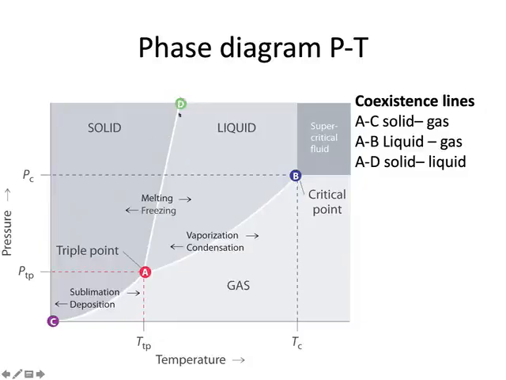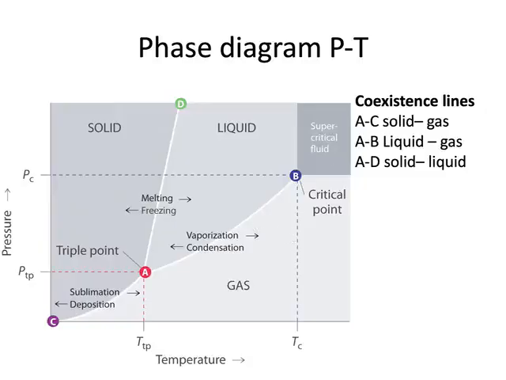And that's why this point D is not really a point. This line actually extends as far up as you like. There is no end of this line. There is no way of going around this line like you can go around the liquid-gas coexistence line.